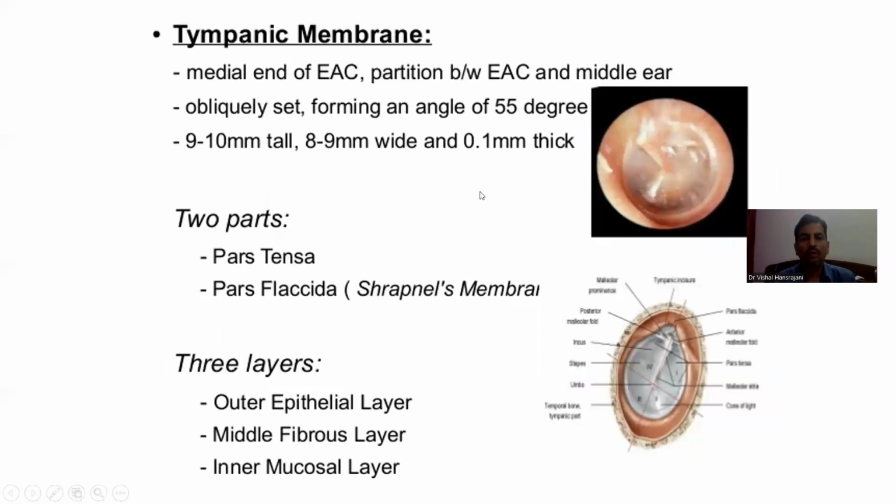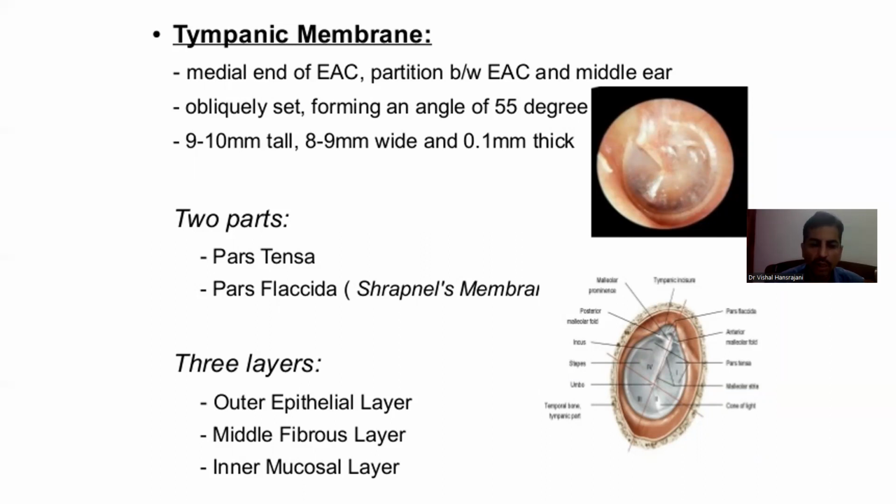Now we come to the tympanic membrane, at the medial end of the external auditory canal. It is a partition between the external and the middle ear. It is obliquely set, forming an angle of 55 degrees to the horizontal. It is about 9 to 10 millimeters tall, 8 to 9 millimeters wide, and 0.1 millimeter thick. It has got two parts: one is pars tensa and another is pars flaccida, which is also called Shrapnel's membrane.